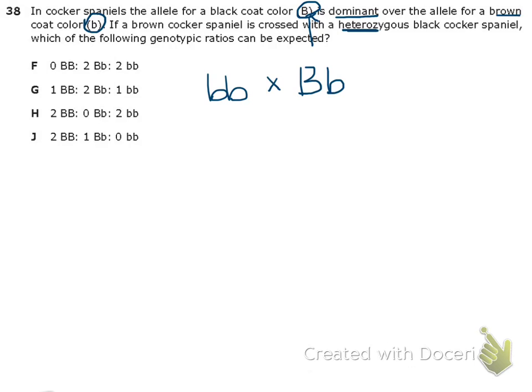So it asks us to cross a brown Cocker Spaniel, little b, with a heterozygous, different gene, black Cocker Spaniel. So it has a big B and a little b gene. And it wants us to figure out what would be the genotypic ratio we could expect from that cross. Genotypic ratio just means how many of the possible offspring would have the different genes from their parents. And let me show you what it looks like. You need to do a Punnett square in order for this to work. So I'm going to draw my Punnett square.